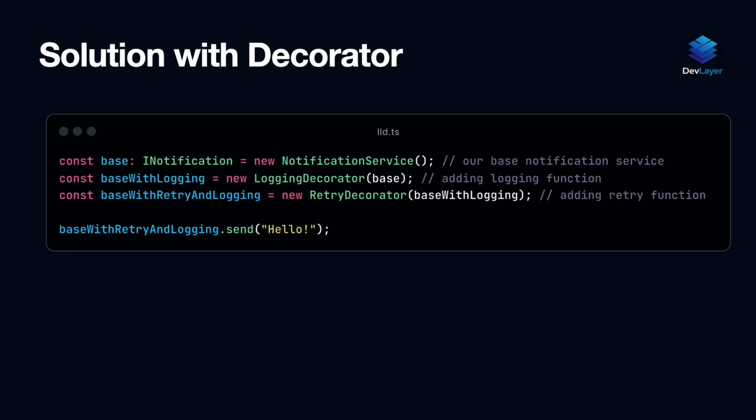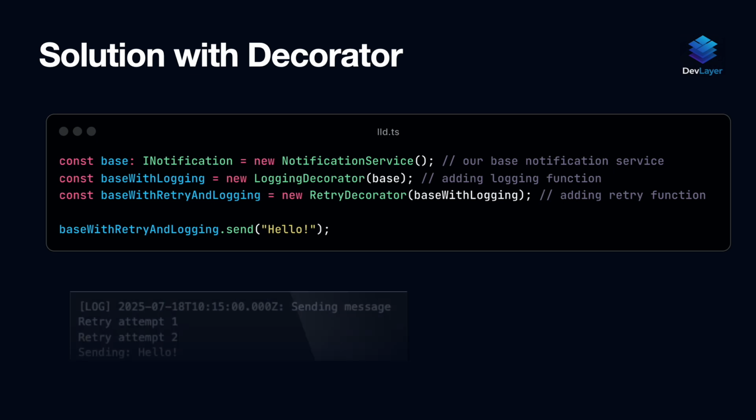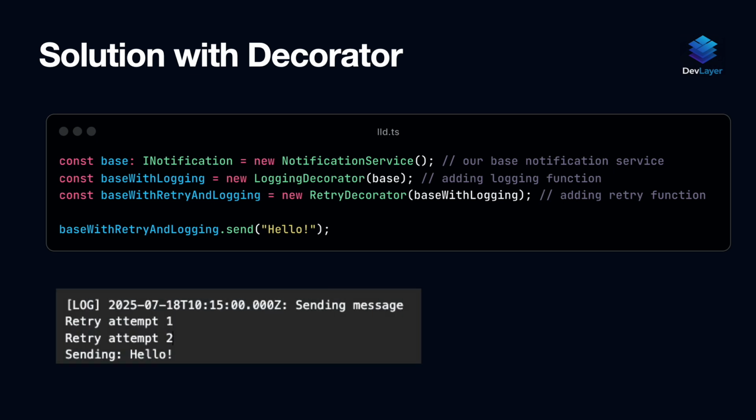Here's what the output looks like when we call send. First, the log is printed by the logging decorator, then retry items are shown, and finally the actual message is sent. This shows how each decorator works independently but still fits together in a clean, modular way.